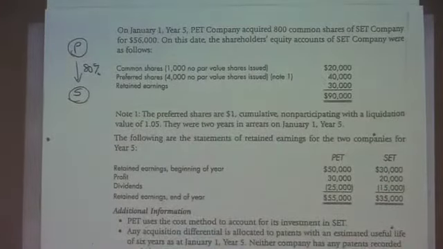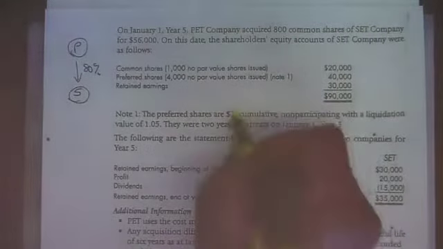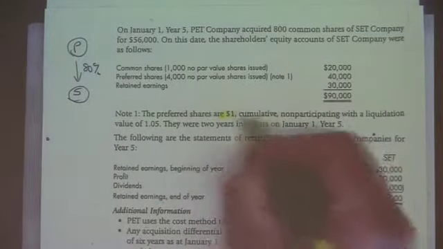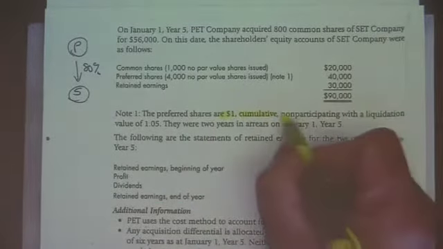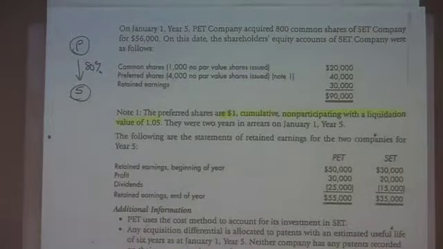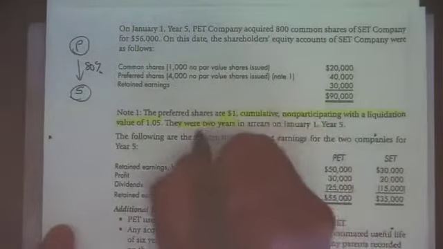And if you look at note 1, it says they're $1, and that's the dividend rate, and it's cumulative, and it's non-participating with liquidation values of $1.05. That means that if we decide to liquidate these preferred shares, we've got to pay them out at $1.05, and there are 2 years in arrears. That's important to know. Now we're going to factor it into our calculation.